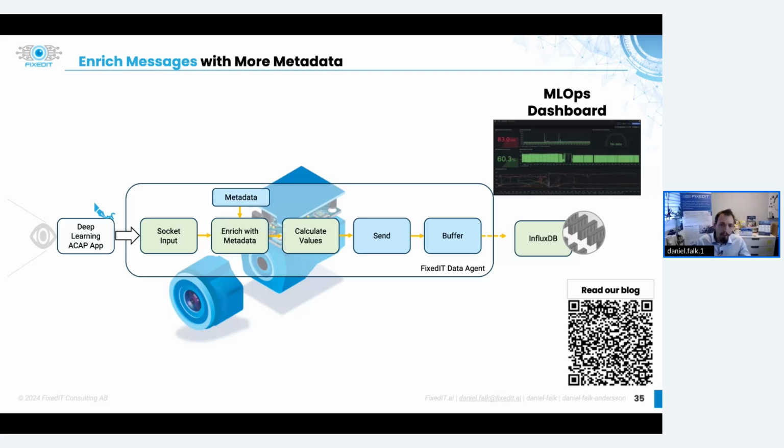But we can also do calculated values. So in this dashboard, we have one visualization that shows the inference time of the application. And there are 3 different metrics that we are measuring there. We are measuring the pre-processing time, we are measuring the actual model inference time, and we are measuring the post-processing time.